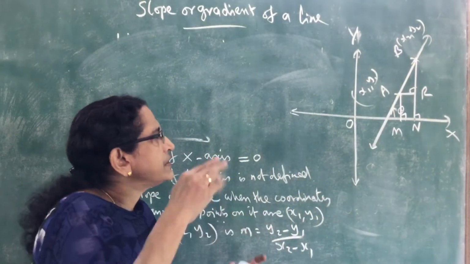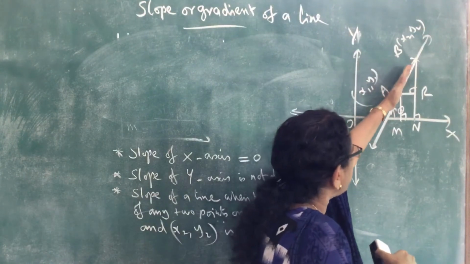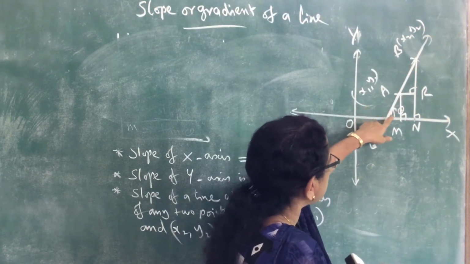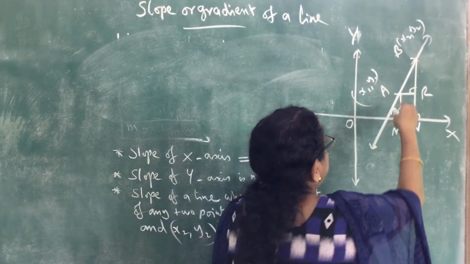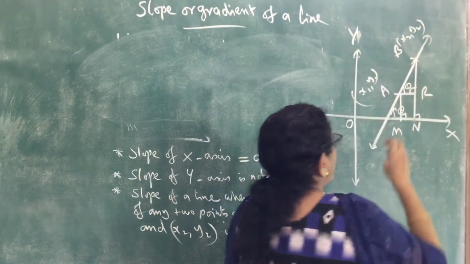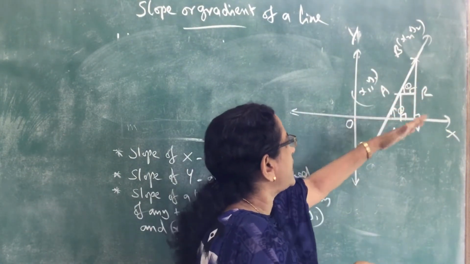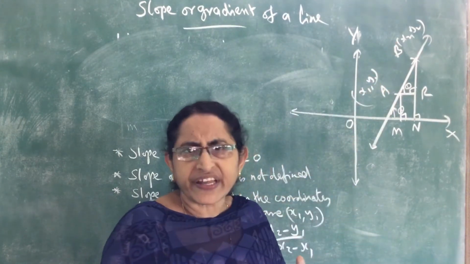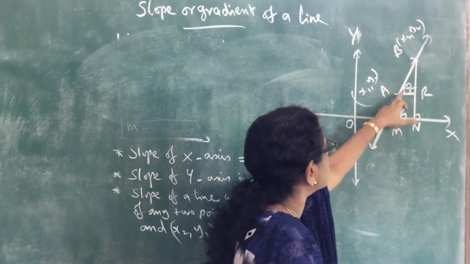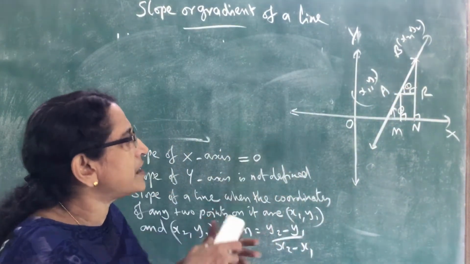Now we know this line makes angle theta with the positive direction of the x-axis. So if this angle is theta, what will be this angle BAR? That also will be theta, because AR is parallel to the x-axis and this is the transversal. So corresponding angles are equal. Therefore this angle theta and this angle theta are both equal. So this angle is also theta.